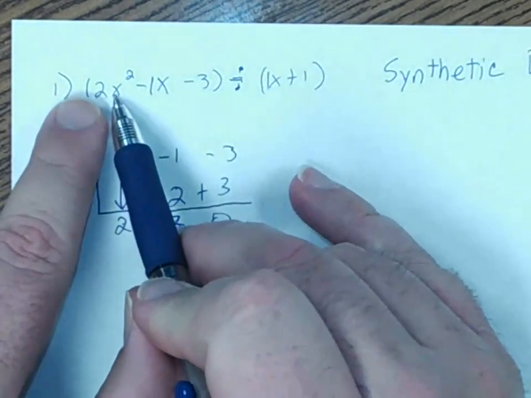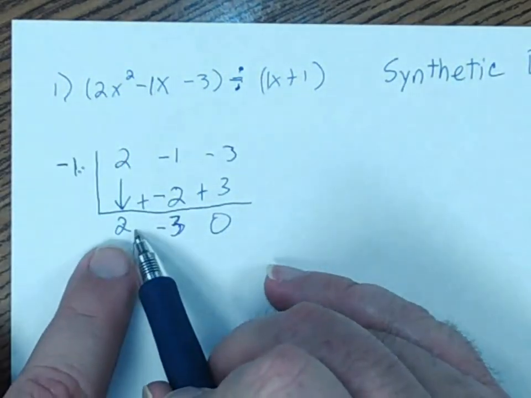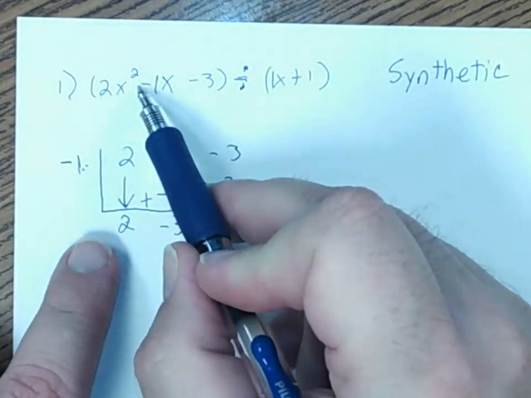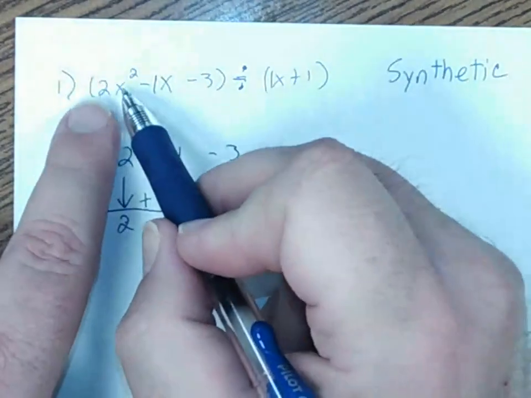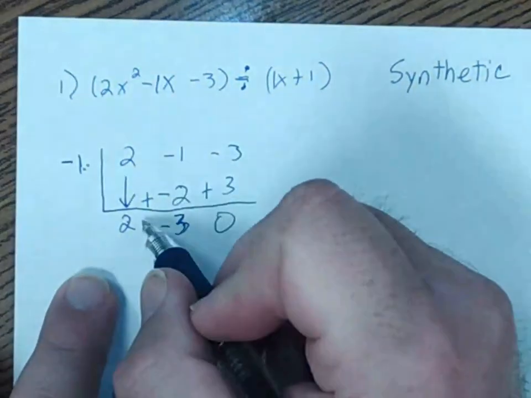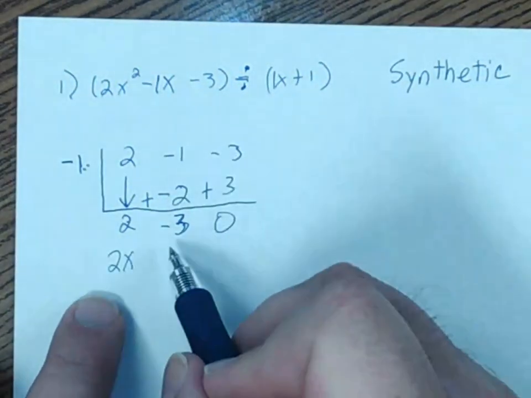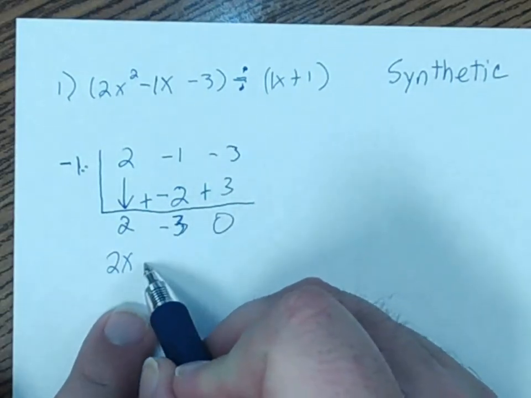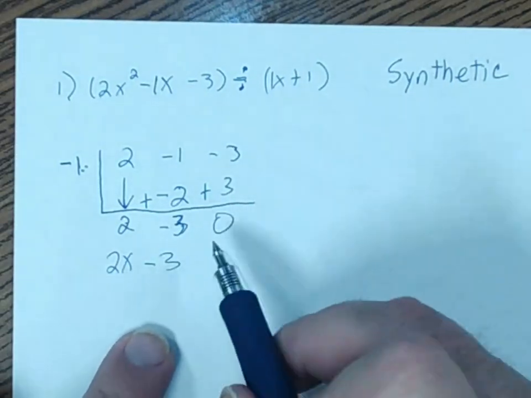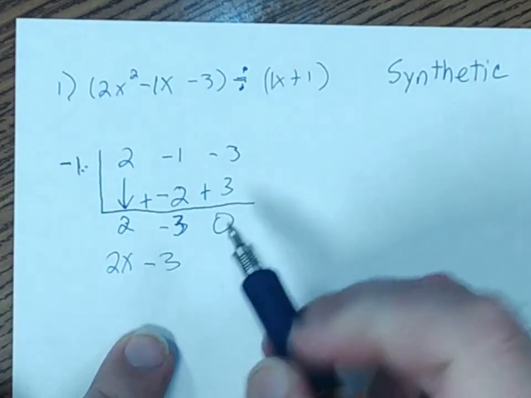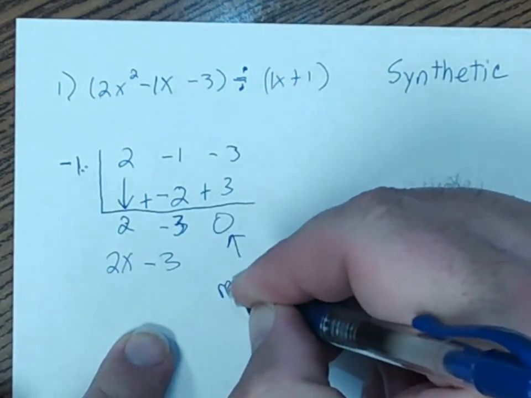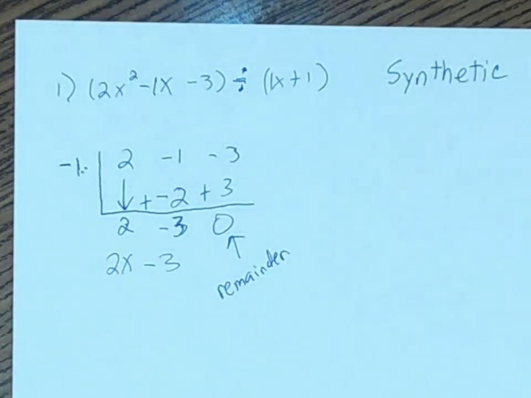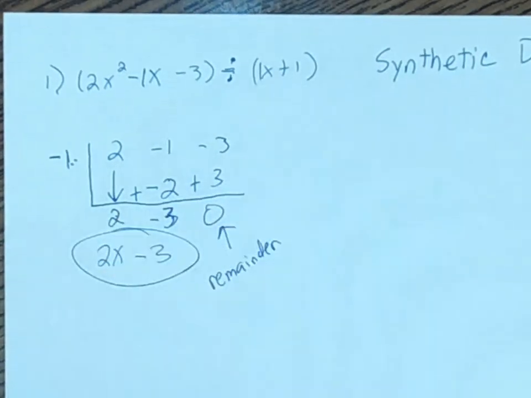So if we started with 2x squared, our answer will start with a variable raised to the exponent that is 1 less than this. So this started with x to the second power. This will start with just x. And then it will go down from there. So we got 2x, and then I would do minus 3, and then see this 0? That's the remainder. There are no remainders. So our answer is 2x minus 3.